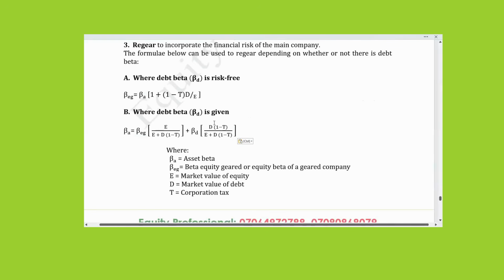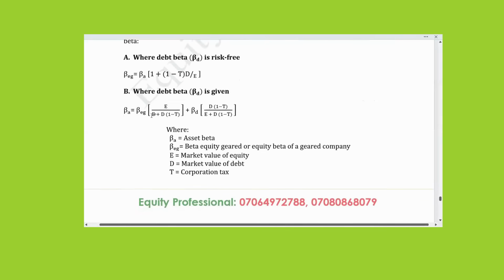So where debt beta is given, this is the same formula that you are going to use as you have it in step 2, except that in step 2 you are using information about the proxy company. But in this step 3, you are using the equity value, debt value, as well as the company tax rate of the main company.